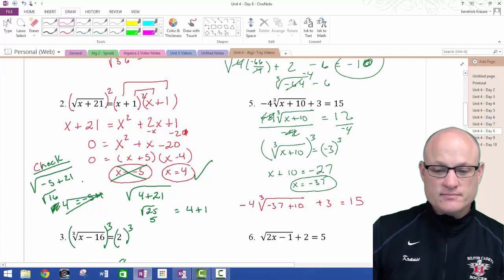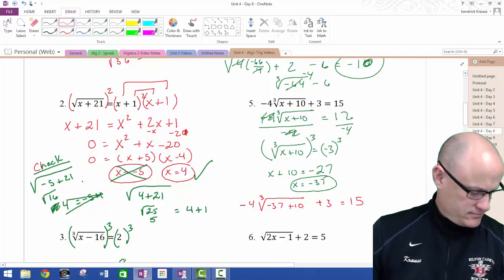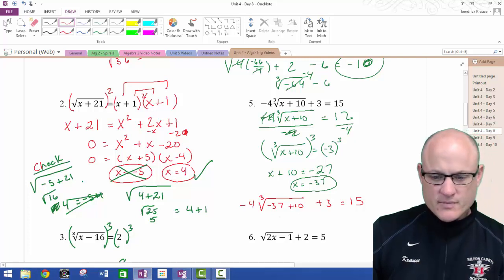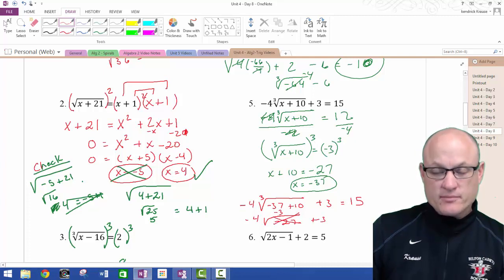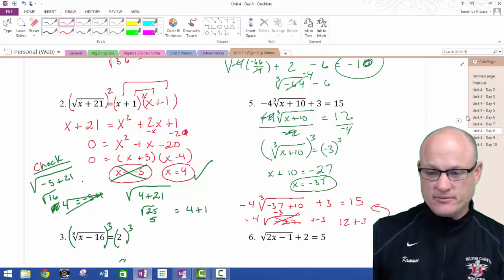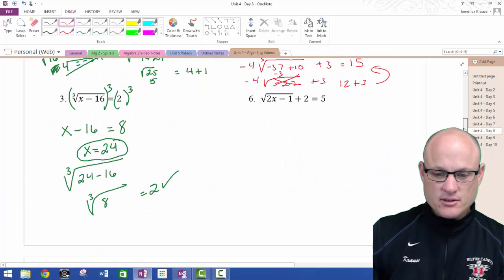Let's see. So this is negative 4 times the cube root of negative 27 plus 3. Well, isn't the cube root of negative 27 really just negative 3? And isn't negative 4 times negative 3 positive 12 plus 3? So I end up with 12 plus 3. And of course that equals 15. All right.